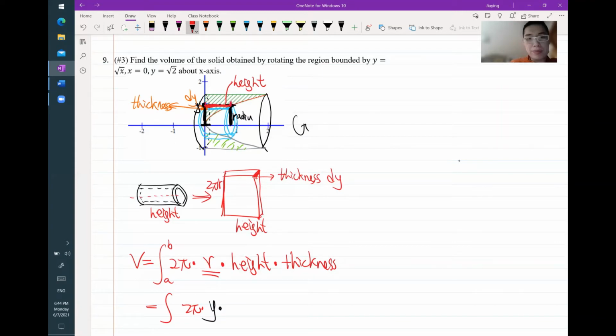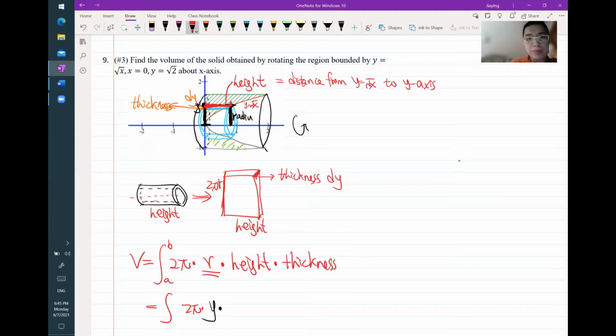Right? That distance, I can imagine it's just the distance from this curve, y equals square root of x, to the y-axis. But how do we describe that height, that distance? So we know the height is given by the distance from y equals square root of x to the y-axis. That distance will give me the height of the cylinder.